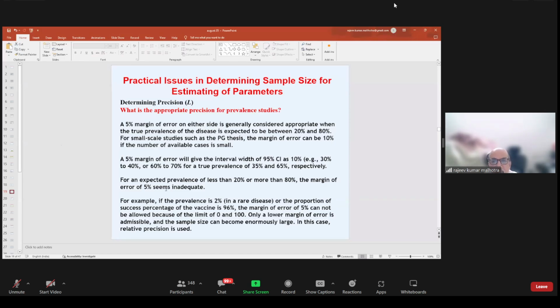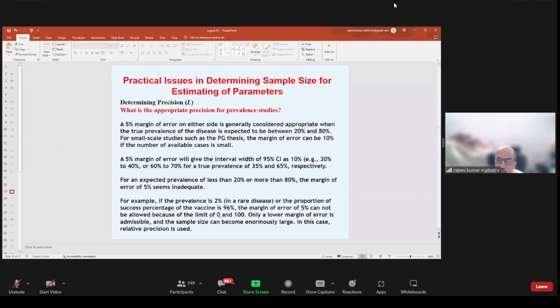So what happens is that if the prevalence is small, less than 20% or more than 80%, then a margin of error of 5% does not seem adequate. In that case, you have to take a smaller margin of error. For example, if the prevalence is 2%, or the proportion of success percentage of a vaccine is 96%, and you take a margin of error of 5%, our confidence interval will cross the limit of 0 or 100%. If you take 2 minus 5, that is minus 3, so it will go less than 0.